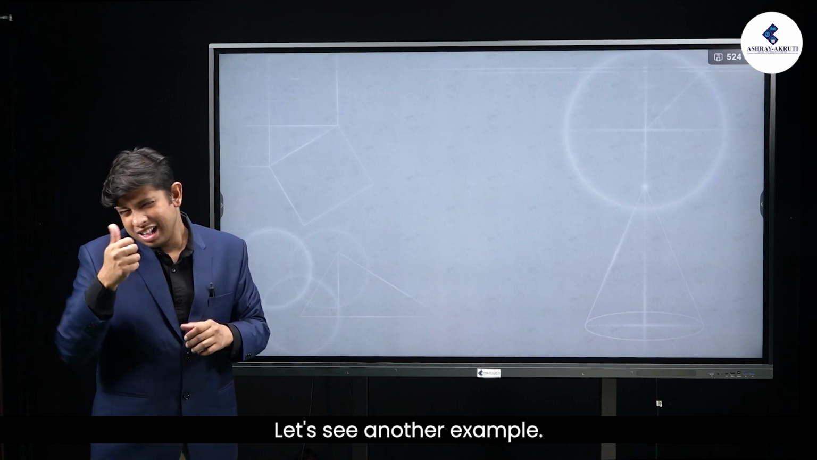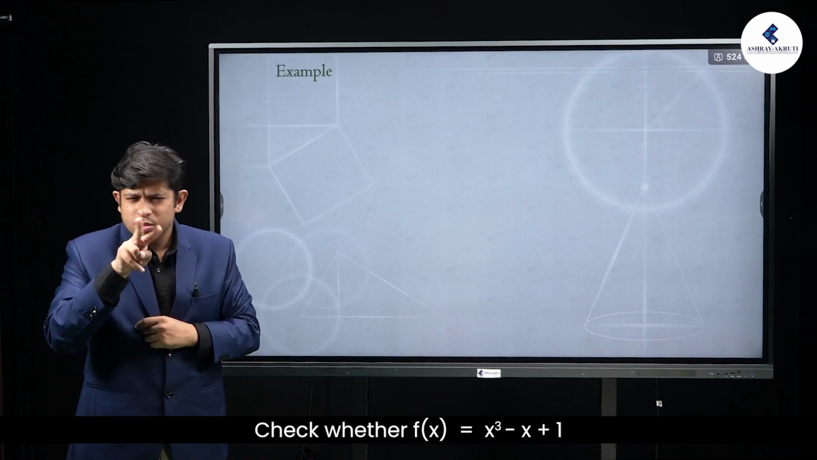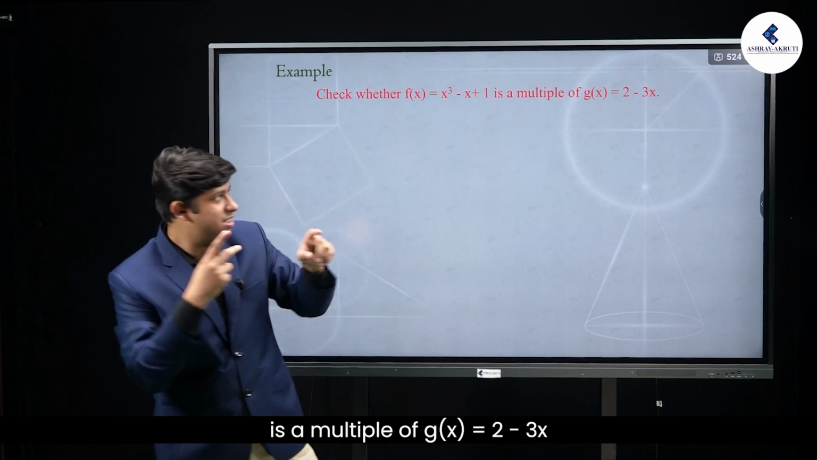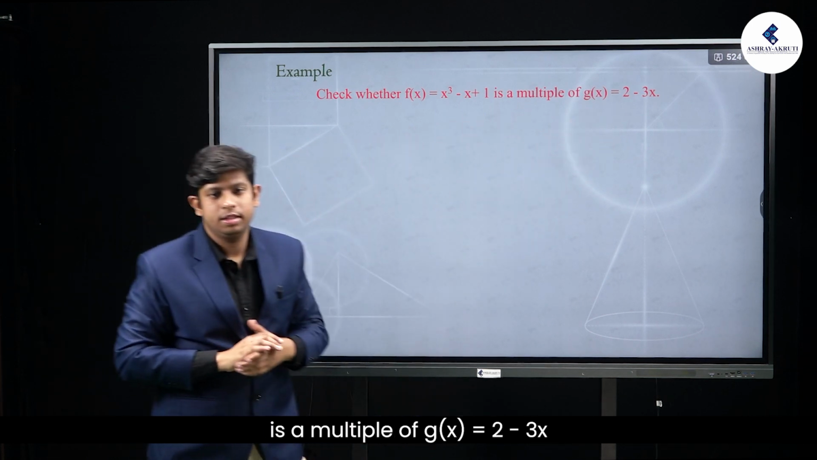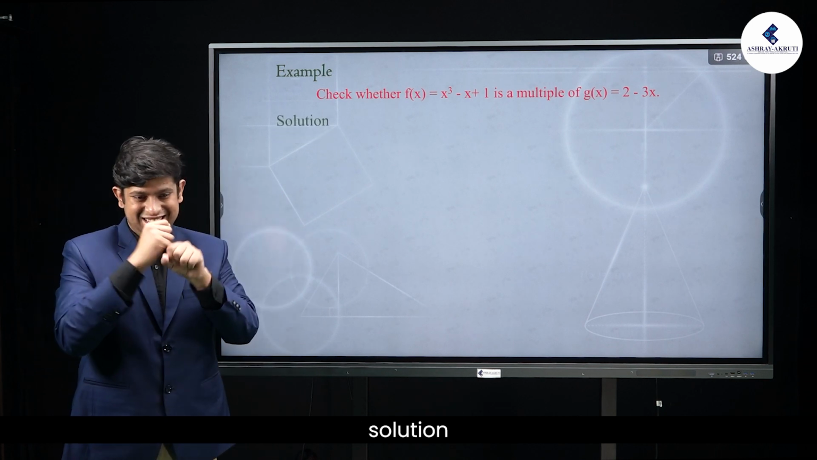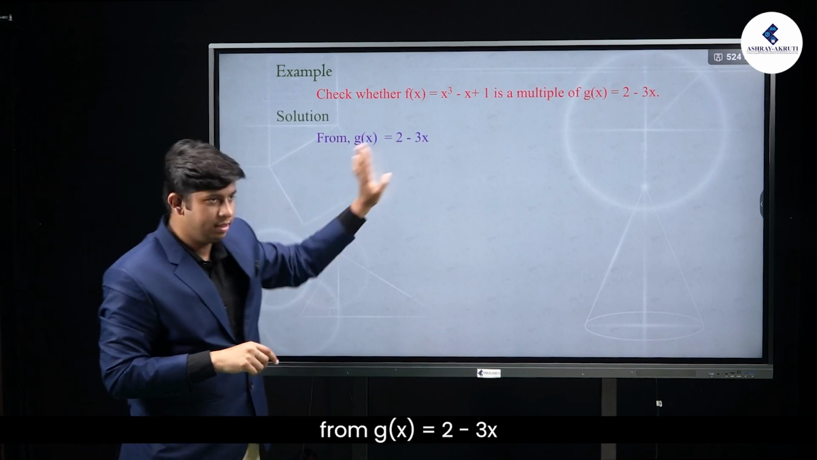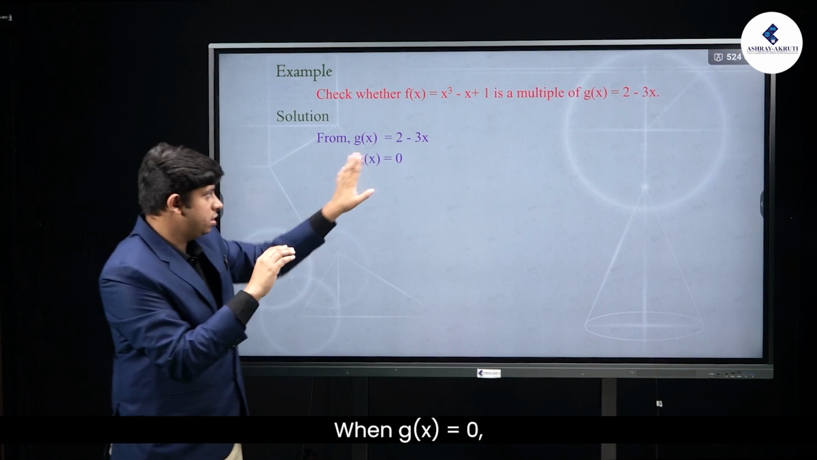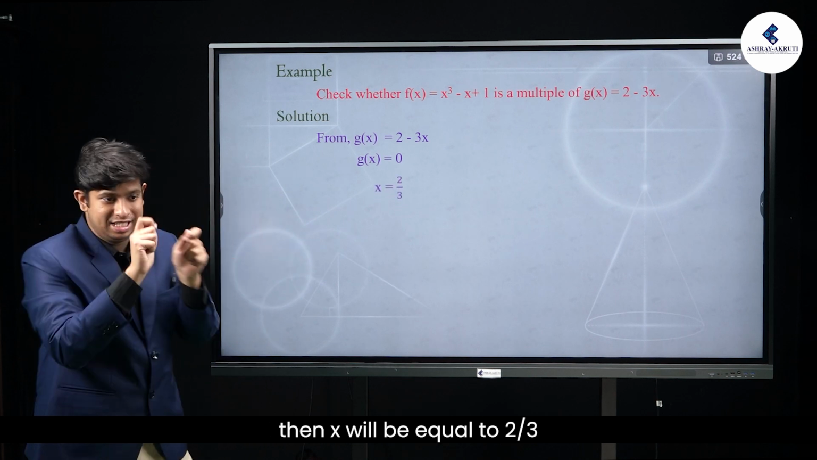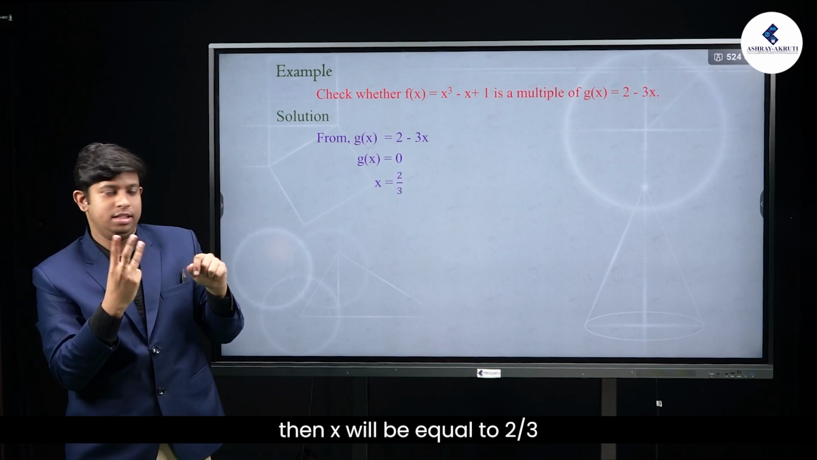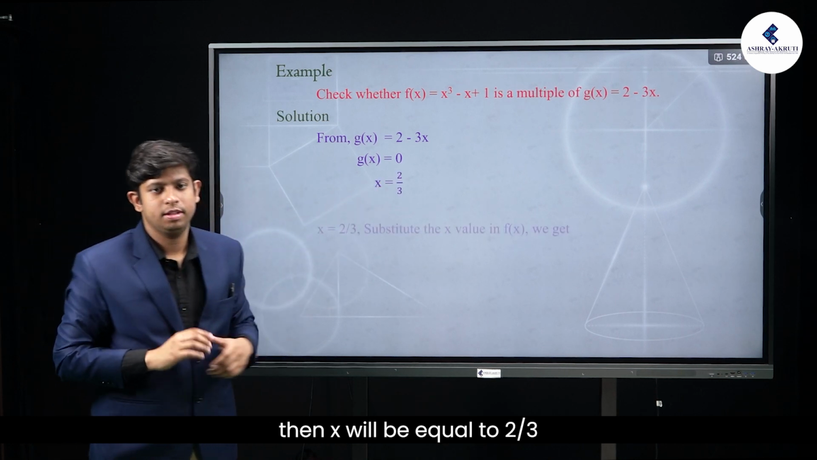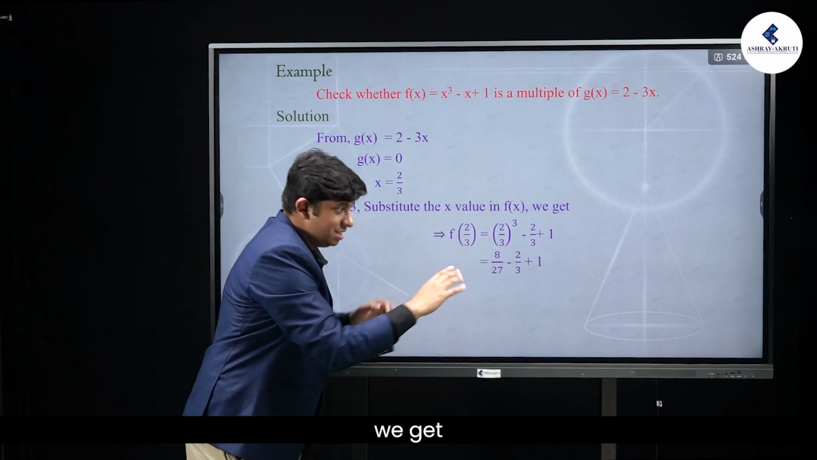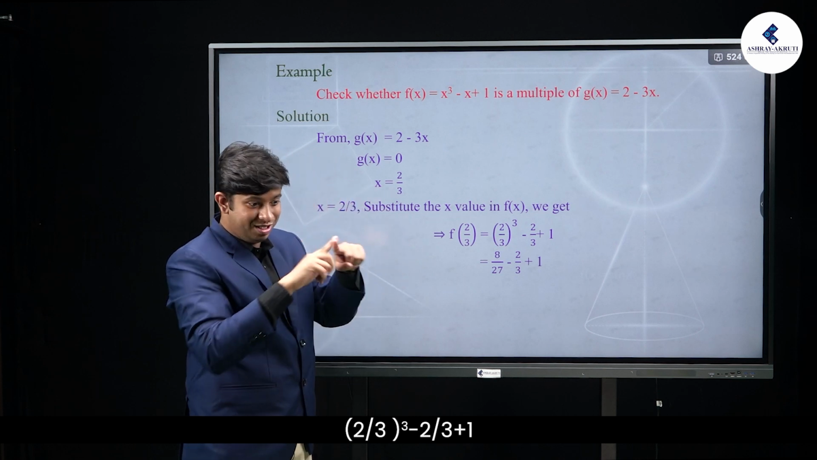Let us see another example. Check whether f of x is equal to x cube minus x plus 1 is a multiple of g of x is equal to 2 minus 3x. Solution: from g of x is equal to 2 minus 3x, when g of x is equal to 0, then x will be equal to 2 by 3. After substituting 2 by 3 in the equation, we get 2 by 3 whole cube minus 2 by 3 plus 1.